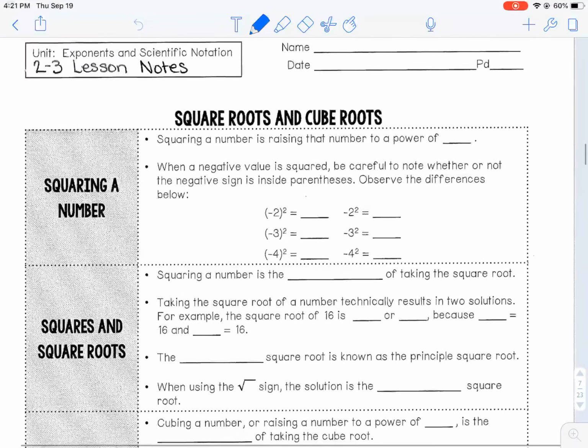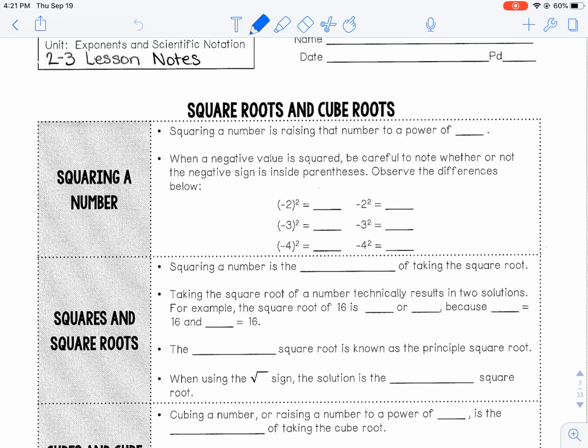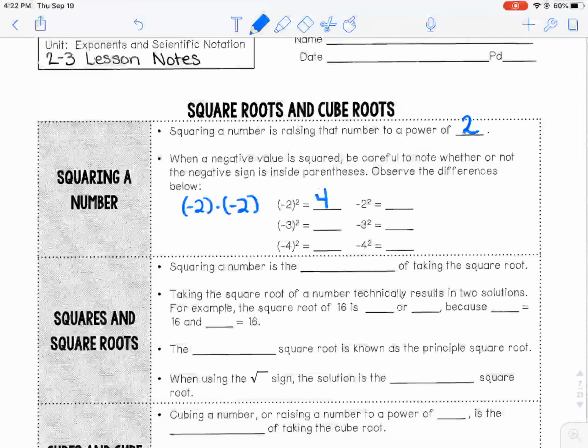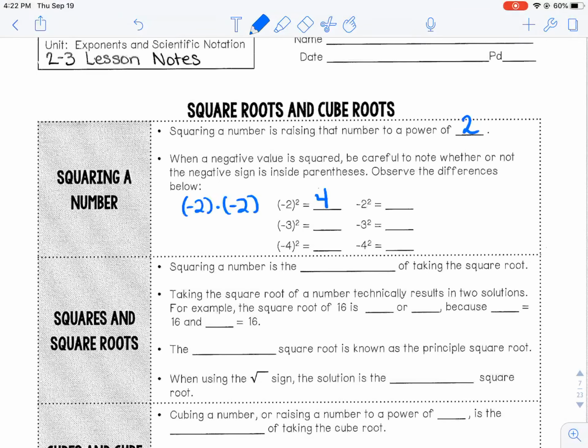First of all, we know that squaring a number is raising that number to a power of 2. When a negative value is squared, be careful to note whether or not the negative sign is inside the parentheses. If it's inside the parentheses, what you're doing is taking that negative 2 times a negative 2. So you will get a positive 4. The one below it would be negative 3 times negative 3. You will get a positive 9. And then the last one, negative 4 times negative 4, will give you a positive 16.